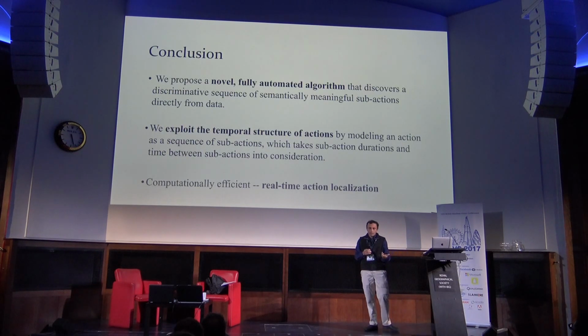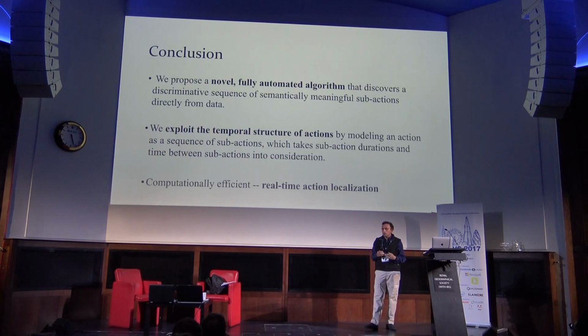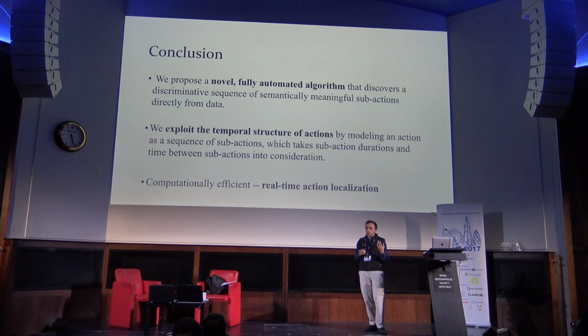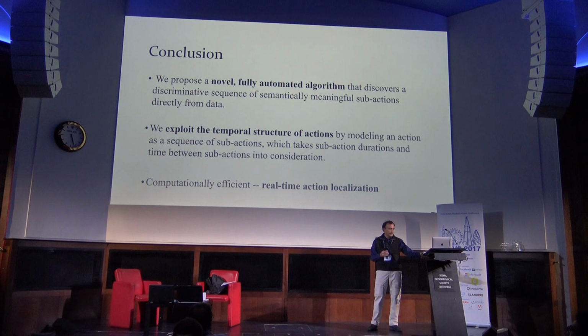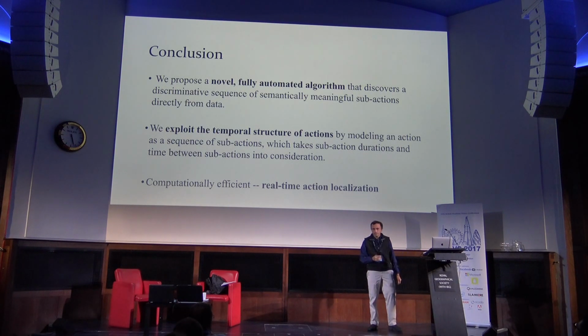So, in conclusion, we've proposed a novel algorithm to take the action detection problem and break it down into sub-actions with these sub-action models. We exploit the temporal structure of these sub-actions, both in terms of appearance and duration, in order to build these action localizers. It's very computationally efficient and enables real-time action localization, so I encourage people to give it a try. Thank you very much.